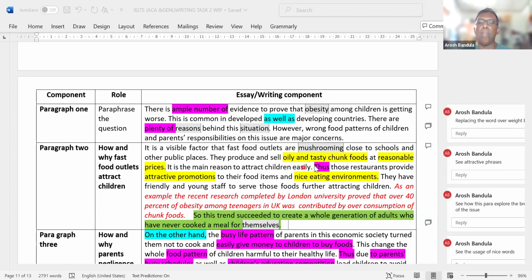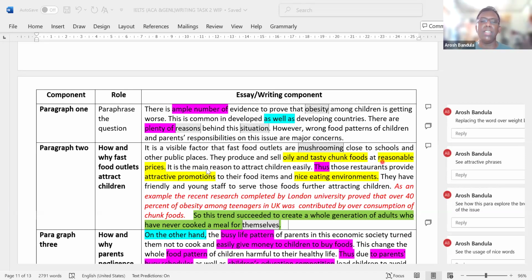With "thus", I am thinking about sentence connection. It means the flow, coherence and cohesion, one of the IELTS writing criteria. Please understand. Thus, those restaurants provide attractive promotions to their food items and nice eating environments. They have friendly and young staff to serve those foods, further attracting children. I'm telling how and in which ways those fast food outlets attract children to eat more and more cheap, oily, and tasty foods. It's very clear.